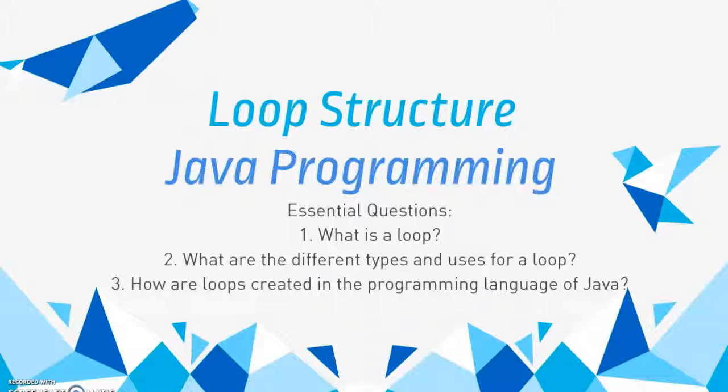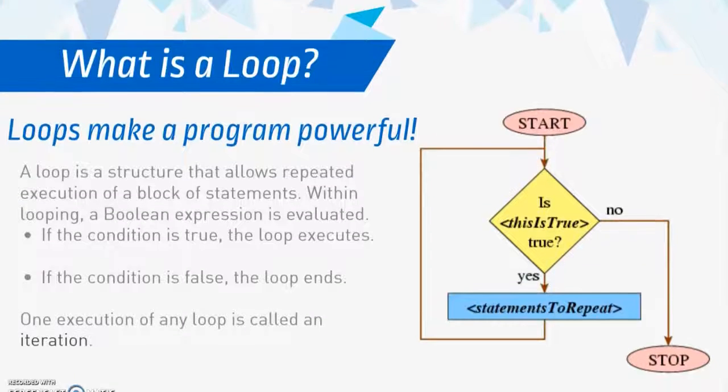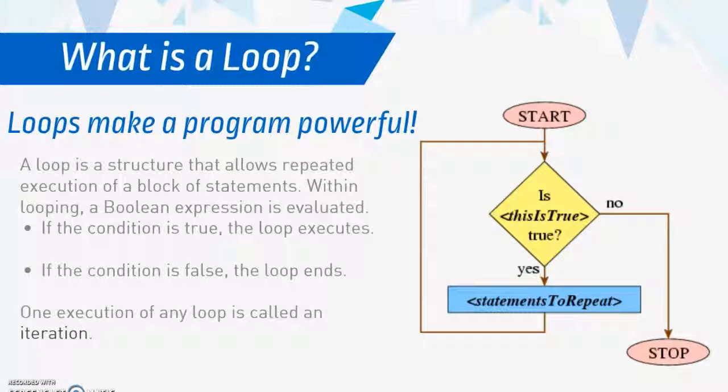I'm going to be talking about the basic loop structure and more specifically how to create loops in the programming language of Java. Let's start with the basics. What is a loop? A loop is a structure that allows repeated execution of a block of statements. Within looping, a Boolean expression is evaluated. If the condition is true, a block of statements called the loop body executes and the condition is evaluated again. When the Boolean condition is false, the loop ends.